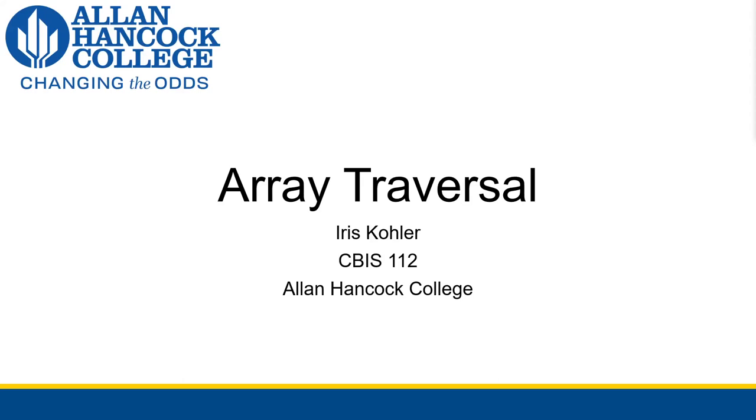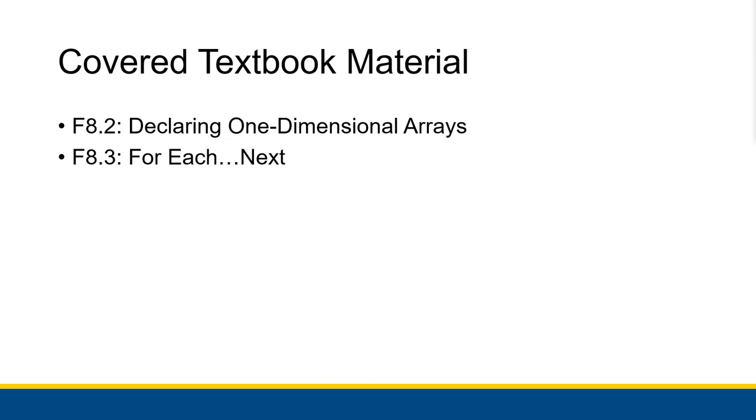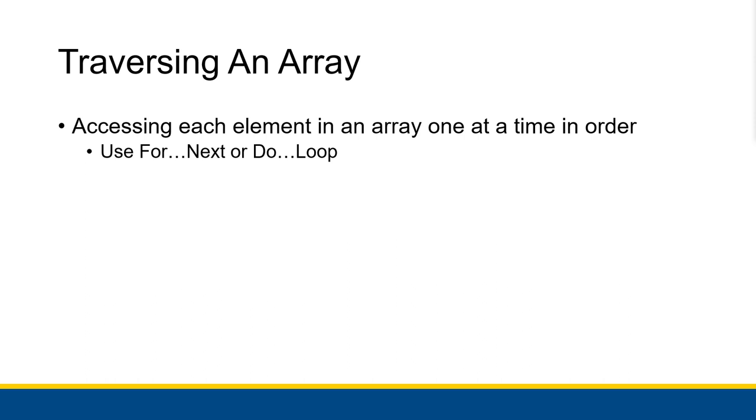All right, so now we're going to cover how to actually traverse through an array, how to look at all of the elements inside of one. We're going to be covering the last little bit of 8.2 and then all of 8.3 in the textbook. So traversing an array is essentially accessing each element in that array one at a time and in order. So we're pretty much just going to be looping. We'll either do a loop or use a for next in order to do that.